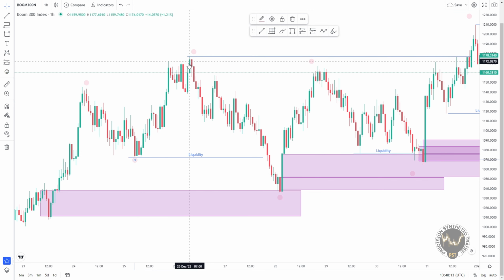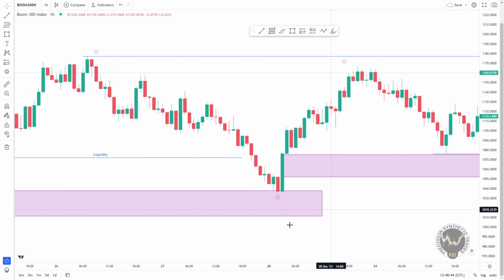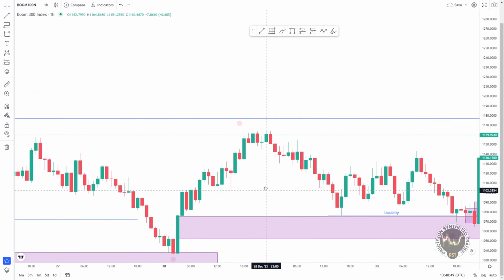Then again, this green candle is the highest point. Candle on the left is lower. Candle on the right is lower. That's my high. Again, let me just delete this order block quickly. The red candle is the lowest. Candle on the left is higher. Candle on the right is higher as well. When you zoom in, you should see it. That's my low.